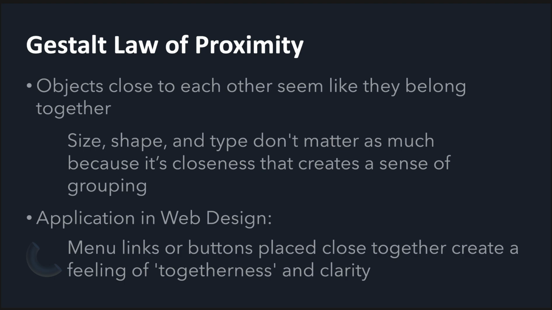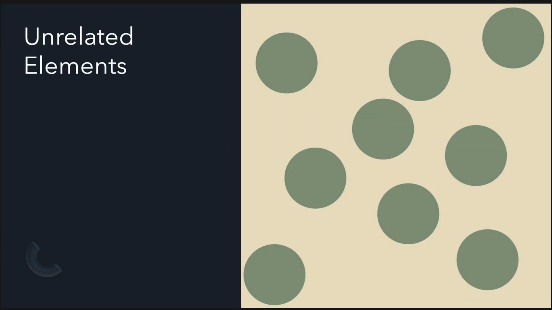Our user doesn't have to think about it. So we want to be very careful about how we put objects in proximity. If we don't want people to think that they're together as a grouping, if they're unrelated, we don't place them close together. So let's say here I just have a very basic design with a bunch of circles, and because it's just random, we don't really seem to have a good grouping here.